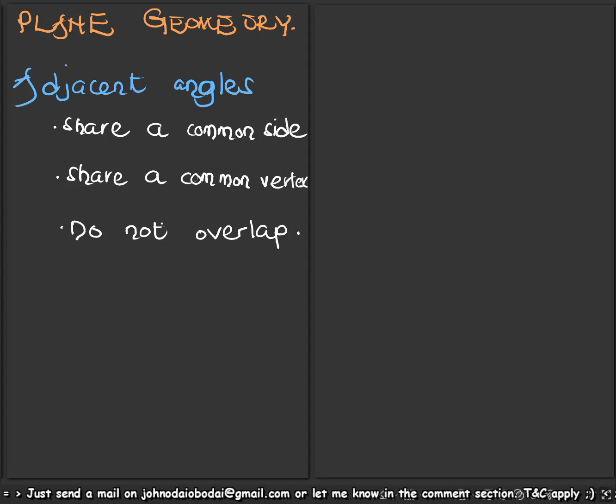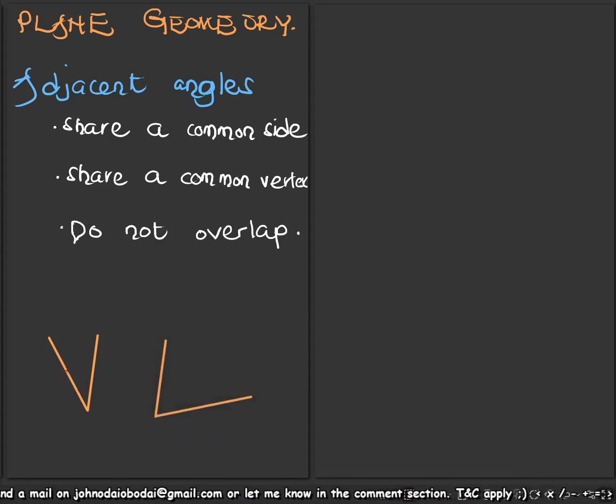We'll first start off with adjacent angles. Talking of adjacent angles, they are angles that share a common side. In as much as they share a common side, they also share a common vertex. And then finally, they do not overlap. So you can simply put they are angles that are next to each other. Just to illustrate, these two here are two different angles, and they are not adjacent.